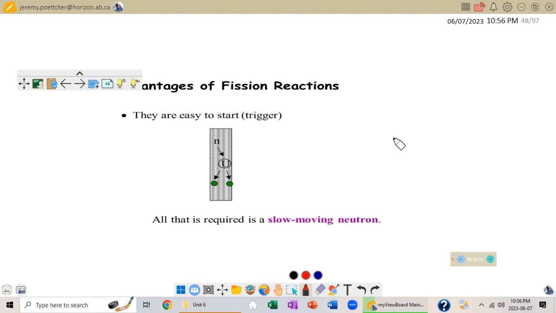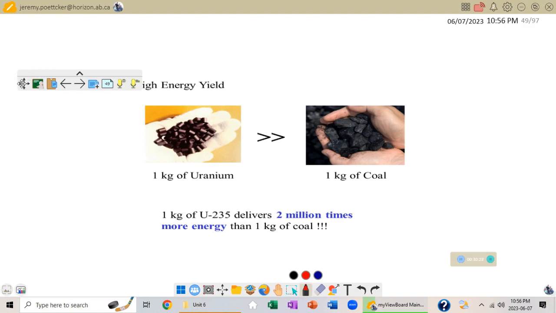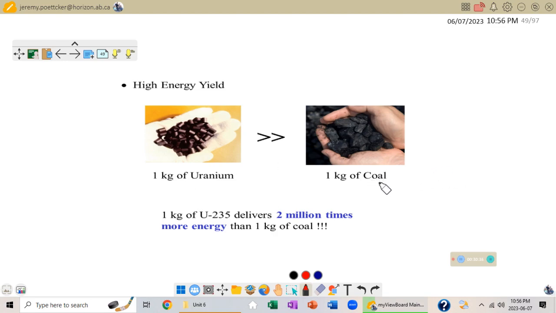Fission reactions are easy to start. All we require is a slow-moving neutron. We get a ton of energy. Comparatively, a kilogram of uranium compared to a kilogram of coal, that kilogram of uranium gives us, give or take, 2 million times more energy than 1 kilogram of coal. And this is because the energy is coming from the mass defect rather than chemical bonds being broken. And the mass defect just gives us far more energy.